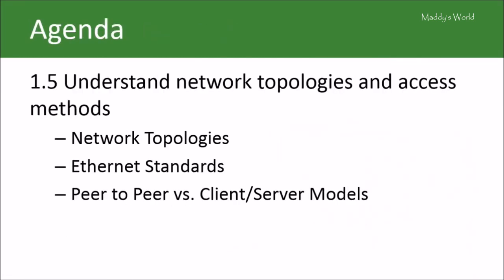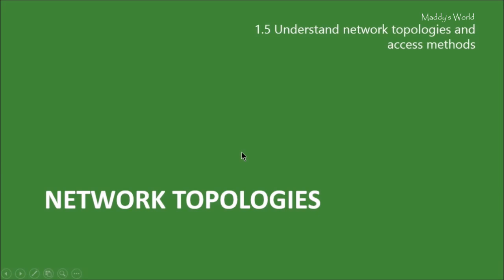So we're going to cover objective 1.5, understand network topologies and access methods. In doing that, we're going to review what network topologies are, talk about Ethernet standards. These are standards that govern Ethernet communications, and also talk about peer-to-peer versus client-server models. We'll detail both of those models in contrast to one another. All right. Let's move forward.